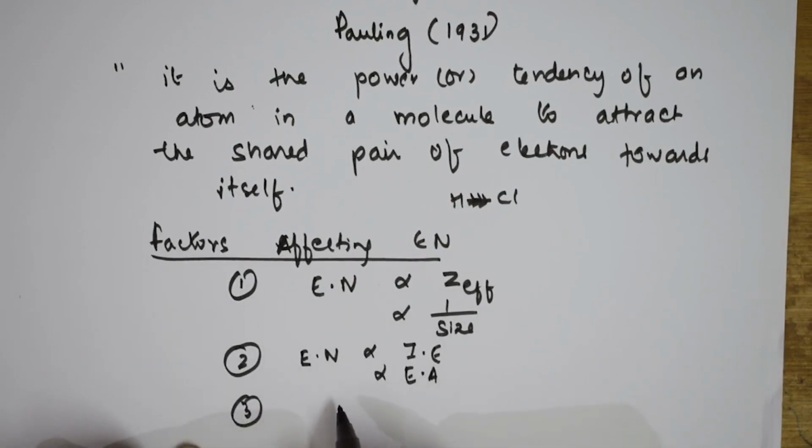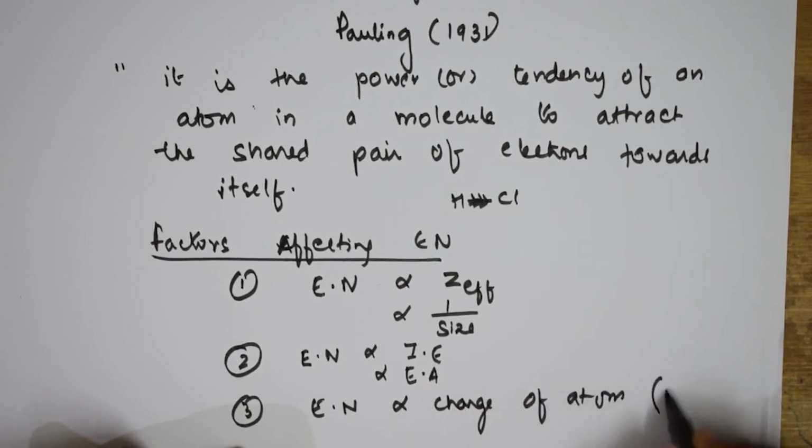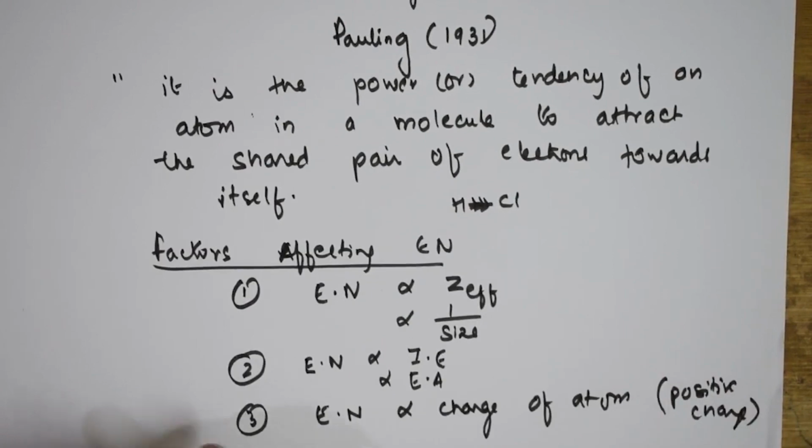Last but not the least, this particular thing depends on the charge also. How? Electronegativity is directly related to the charge of atom. Which charge? If I take positive charge. So students, please watch that inorganic trick series where I'm explaining that, because I'm just writing it here, but I've given one explanation in that concept. Now let's see how electronegativity varies in a group and in a period.